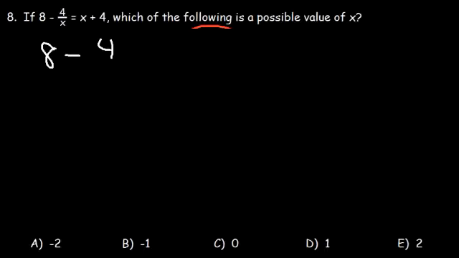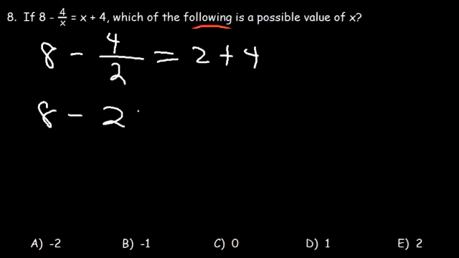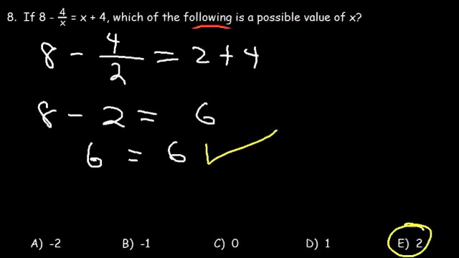So now, let's try another value. Let's try E. We know the answer is E. So let's replace x with 2. So 4 divided by 2 is 2, and 2 plus 4 is 6. 8 minus 2 is also 6, so 6 equals 6. The equation is true, so therefore we know E is the right answer to this problem.